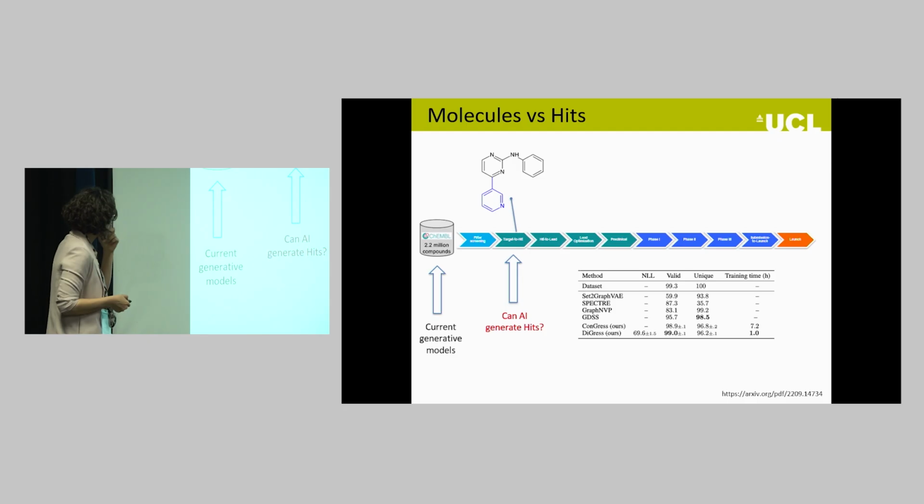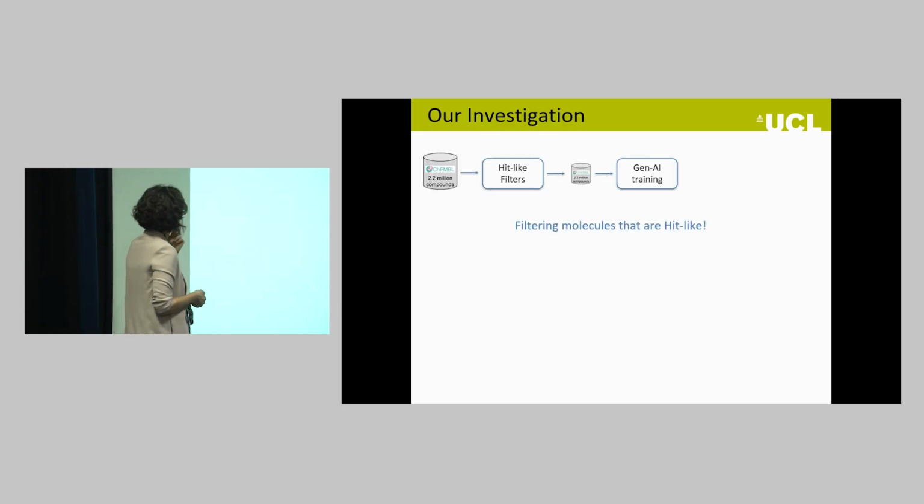But then, if you actually ask, okay, if I want to have an initial point, a hit that is really a good starting point, could we do that? So can AI really generate a good hit? So that's the work that we look at.